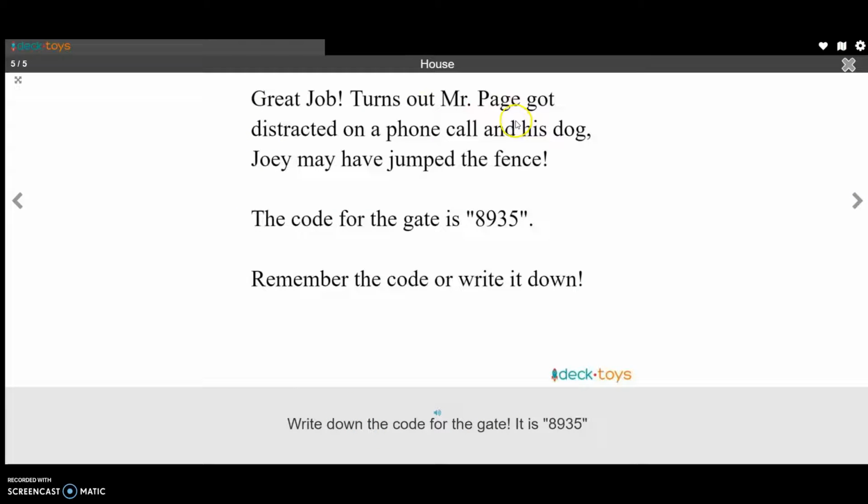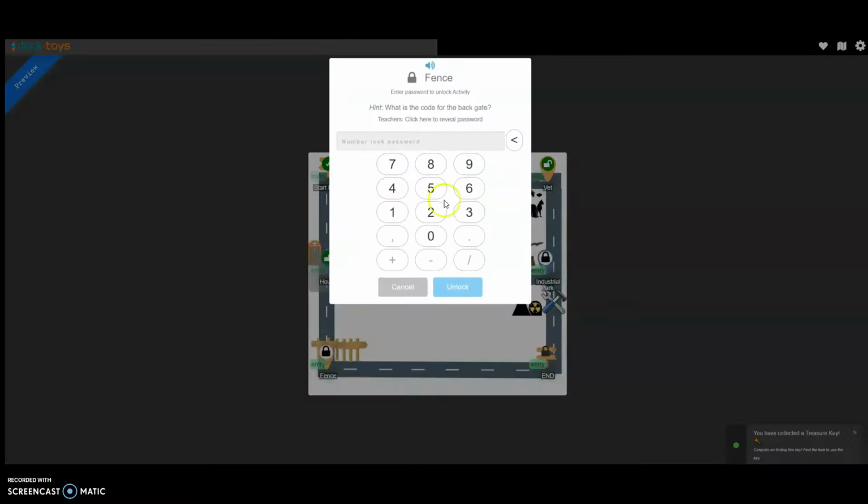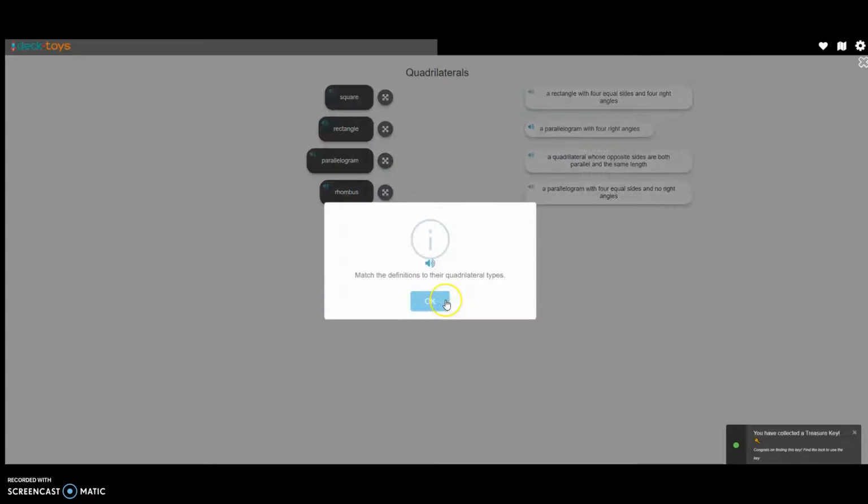Oh no, it turns out I was on the phone and I was negligent. My dog might have jumped the gate. The gate password is 8935. Write that down. I wrote it down. All right, here's my fence. Let's go to 8935. I know that's the password to get in.